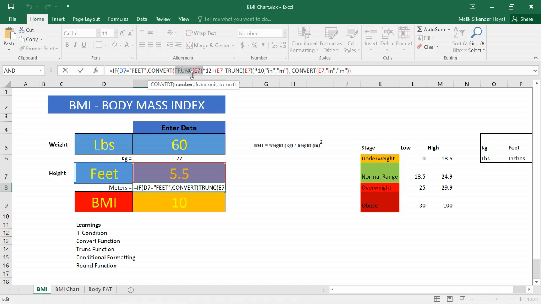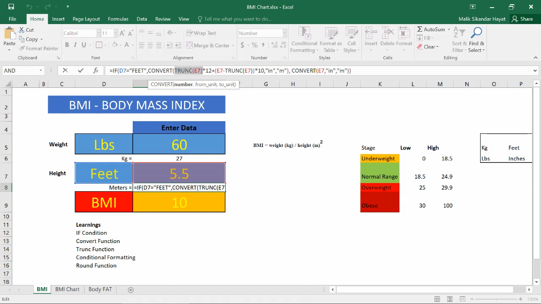If you see here, I am doing truncate. Truncate means for 5.5, I don't need the inches, I just need feet on the left side. Multiplied by 12, 5 multiplied by 12 gives me 60 inches, right? Then plus E7 minus truncate. That means I need the decimal part, and I am multiplying by 10, so I get the inches from the right side. So I got 60 plus 5, which gives me 65 inches.